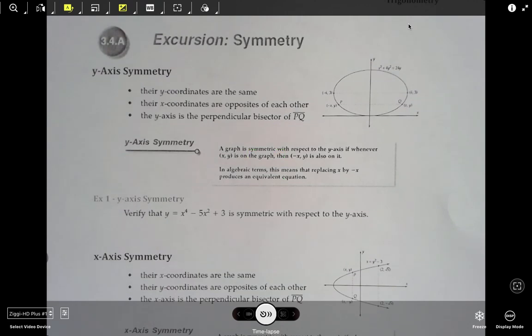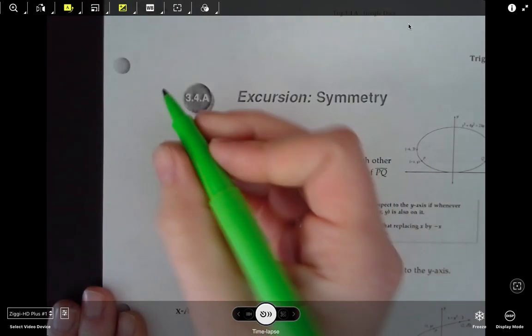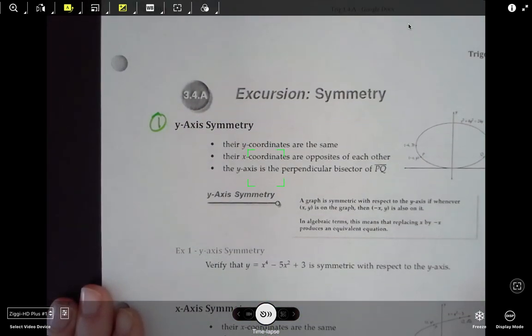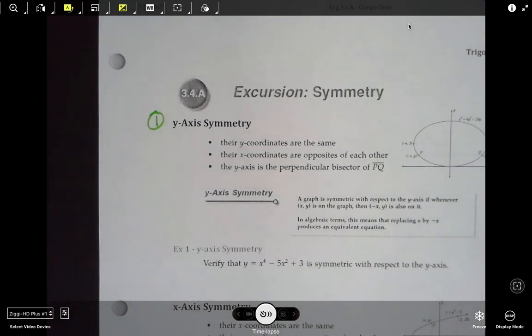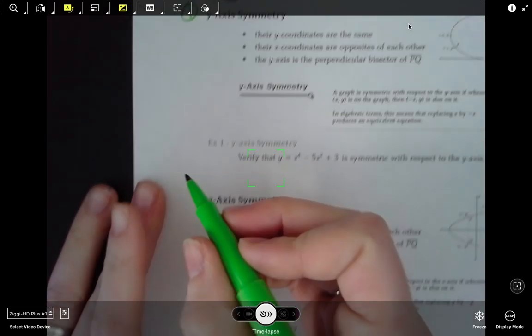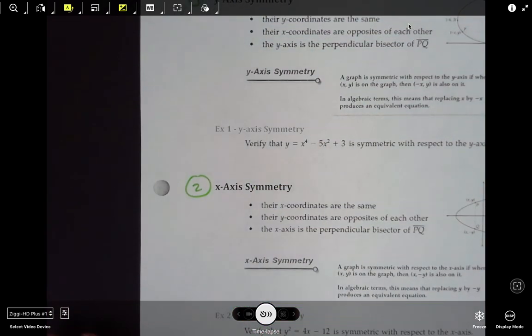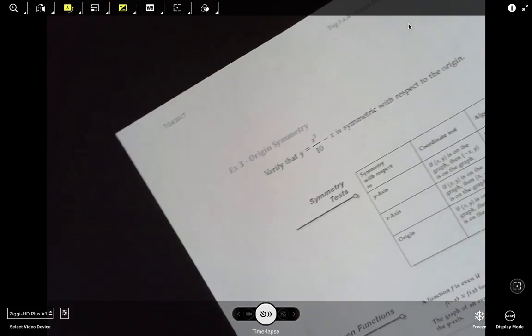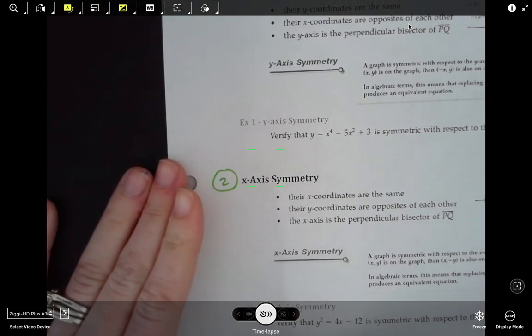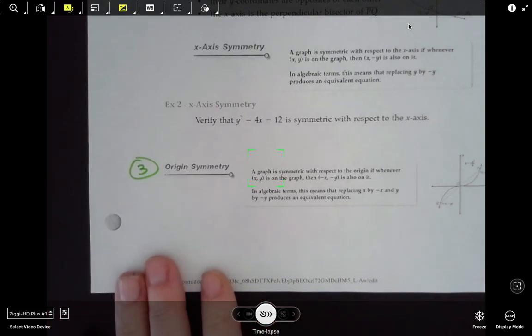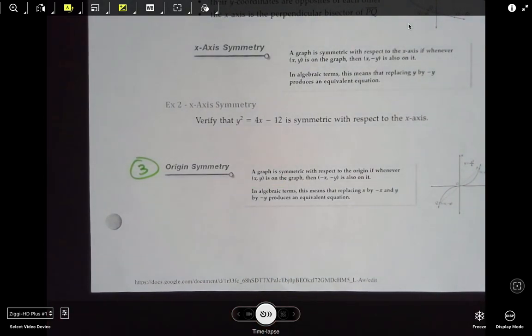So, you have a couple different types of symmetry here. First one they talk about is y-axis symmetry. Basically, is it symmetric about the y-axis? Number 2, x-axis symmetry. And the third one is origin symmetry, which doesn't have a heading on it, but it's right there. Those are the 3 types of symmetry that we will talk about.